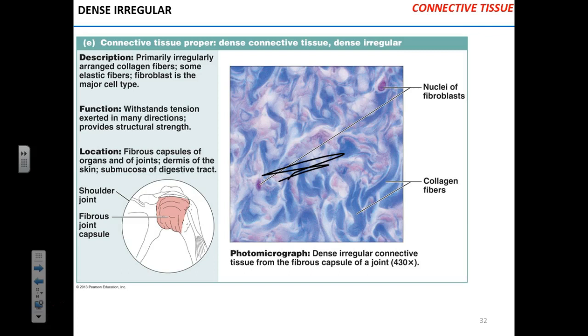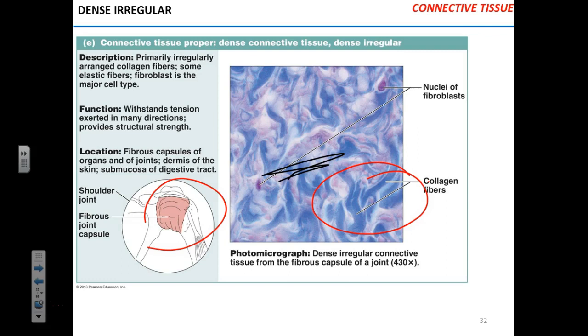On the other hand, irregular dense connective tissue has collagen fibers that are oriented somewhat chaotically, right? So it will form structures that must withstand forces pulling on it in all possible directions. For instance, joint capsules, fibrous capsules of the joints, like the shoulder joint or elbow joint. Those capsules have to withstand pulling forces in every direction.